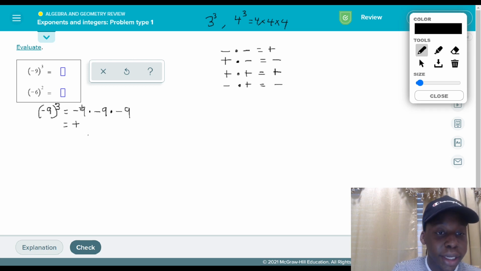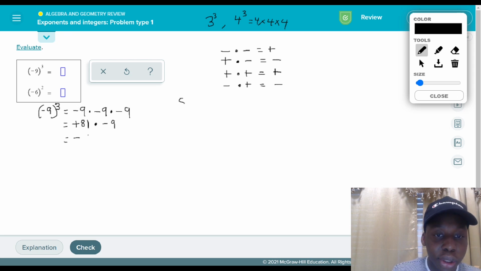And 9 times 9 gives us 81, because if you add 9 nine times, that's going to give us 81. So this is plus 81, and then times minus 9. We know a positive times a negative will give us a negative, so this equals negative first.